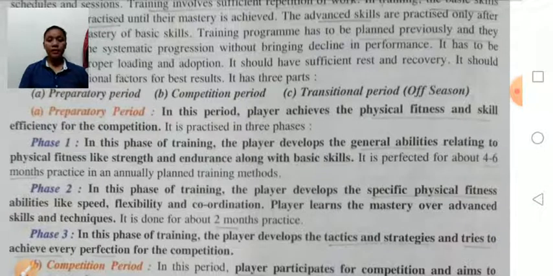Preparative period means preparing a player for the competitions. In the competition period, the player participates in the competition. And the transition period is a recovery and recreational period, done after the competition period for recovery.